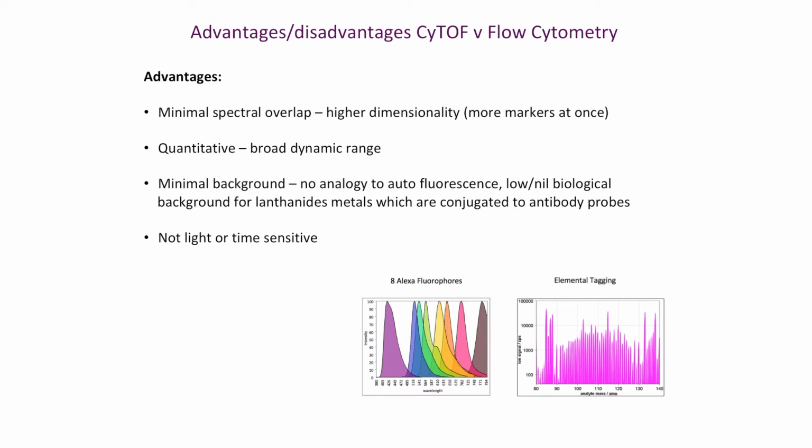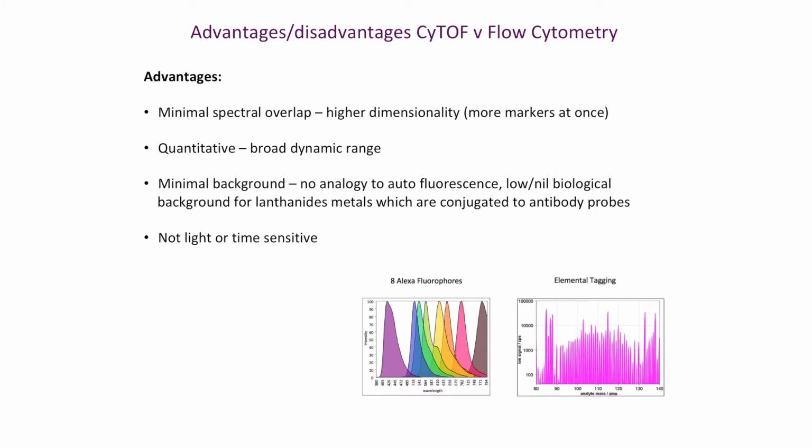CyTOF instead will give you that possibility, and that possibility comes with higher dimensionality. You can have more markers at once. We spoke before about the theoretical limit of 100 elements. However, at the moment, the elements that are pure enough to be used for this detection are around 40 to 50. So the current panels that we are using encompass 45 parameters, and these parameters are a combination of antibodies and other signals which will tell you about the viability of your cell, or if a cell is actually a cell.